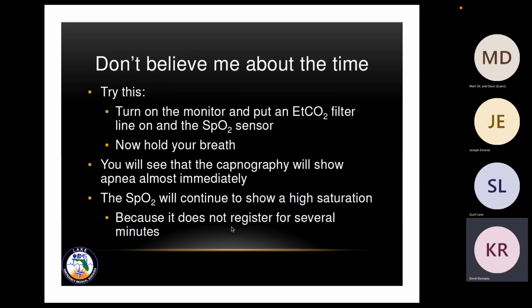So don't believe me about the time. If you have a cardiac monitor, try it out. Turn on the monitor and put on the end-tidal CO2 filter on the line, and then an SpO2 sensor. Now hold your breath. You will see that the capnography will show apnea almost immediately. And SpO2 will continue to show a high saturation because it does not register for several minutes.